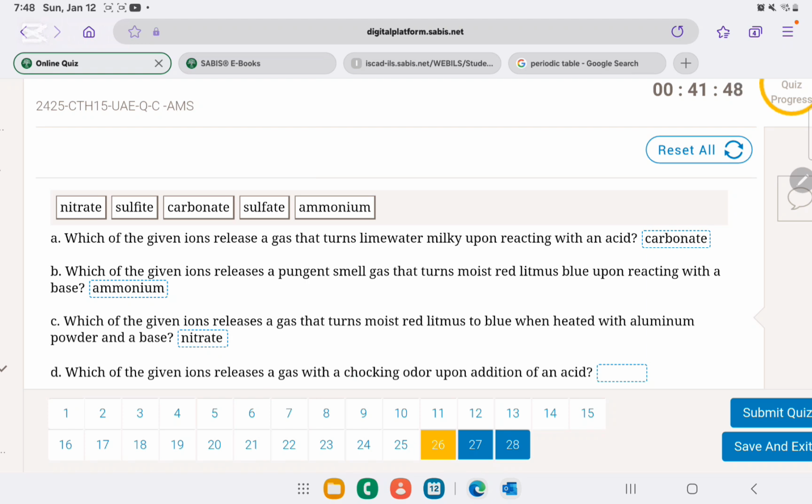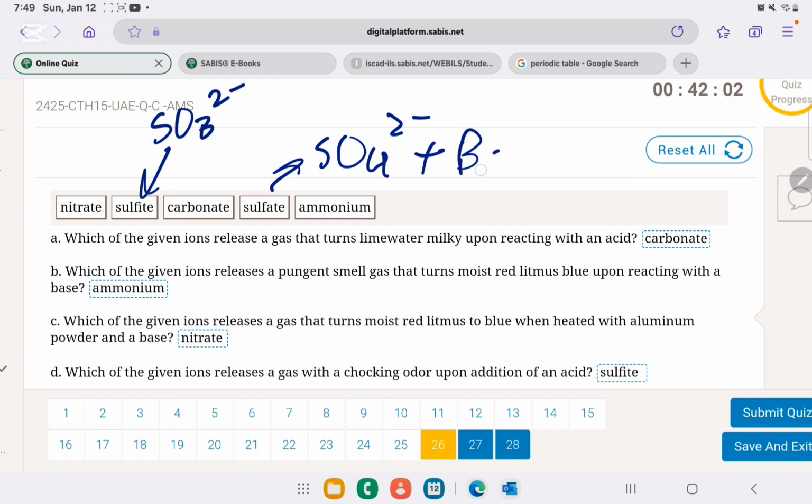Then choking odor, sulfite. There's a difference between sulfate, which is SO4 2-, and sulfite, SO3 2-. This one, when you add it to Ba, we get a white precipitate. This one, when you add it to an acid, it releases SO2, which is a choking odor and decolorizes KMnO4.